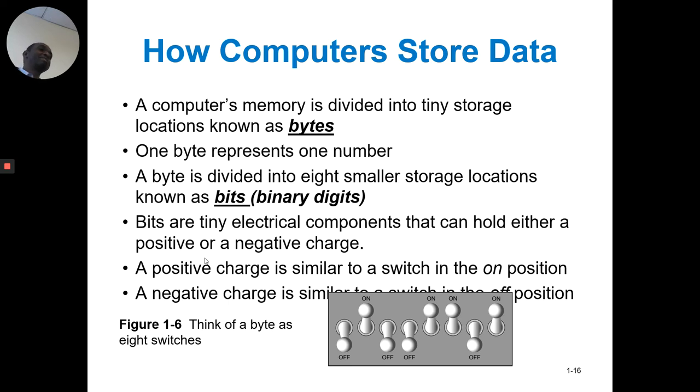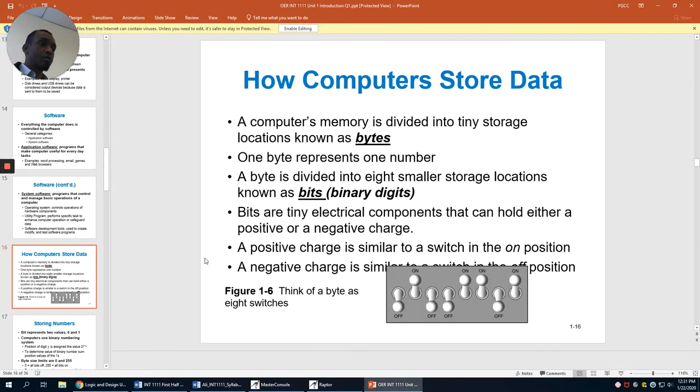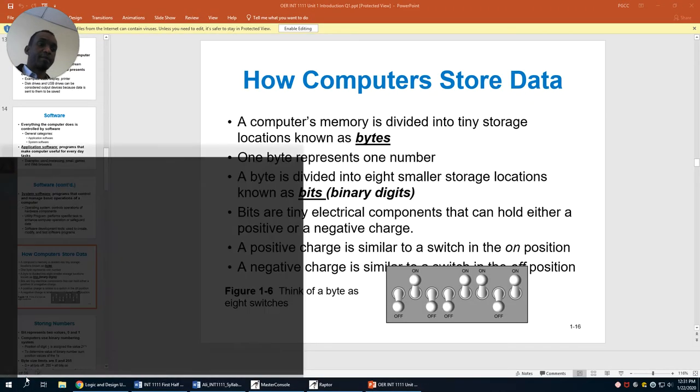All right? So a byte is divided into 8 smaller storage locations known as bits or binary digits. So bits are tiny electrical components that can hold either a positive or a negative charge. So a positive charge is similar to a switch in the on position, a negative charge is similar to the off position. Are you guys familiar with how binary numbers work? Have you guys covered that in 1010 or no? Okay, let me show you how it works. Let me start Paint.